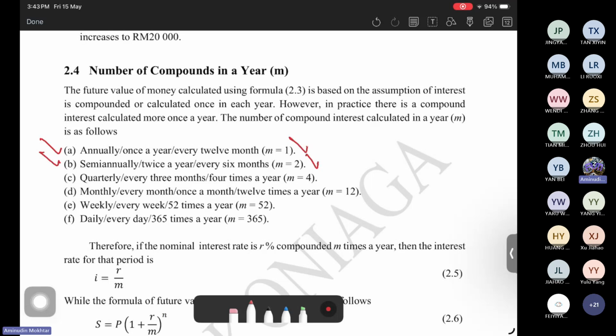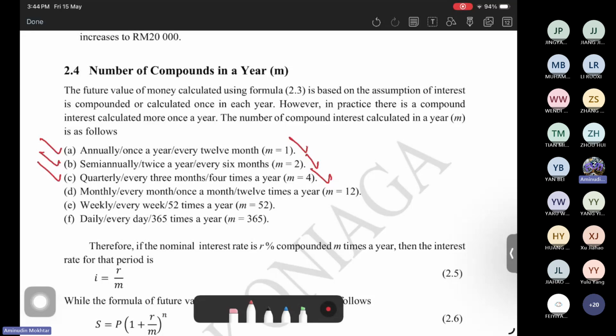The third one is quarterly. The compound interest, the interest rate can be compounded quarterly. The interest rate can be calculated 4 times per year, every quarter, maybe end of March, end of June, end of September, and end of December. In this case, m equal 4. That is for quarterly.